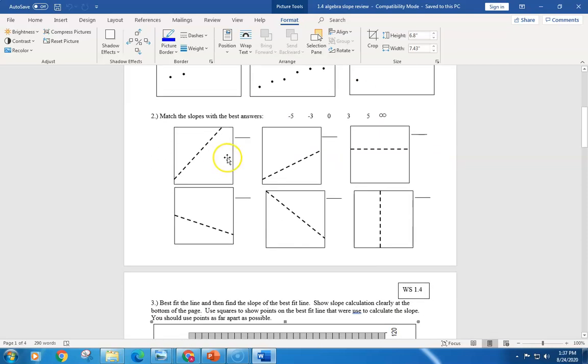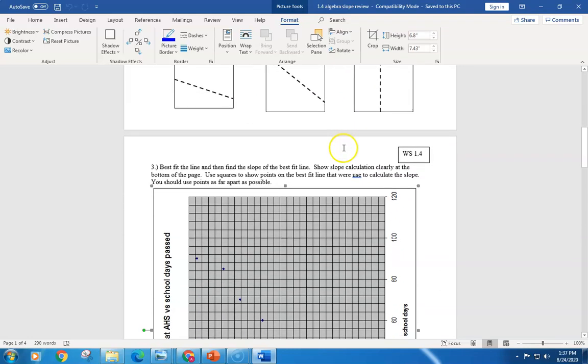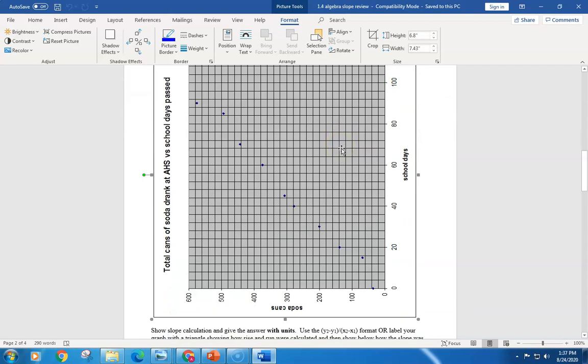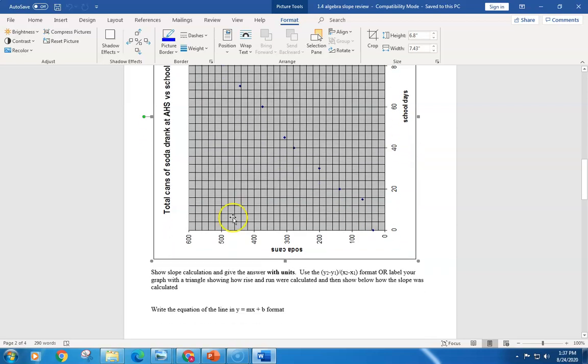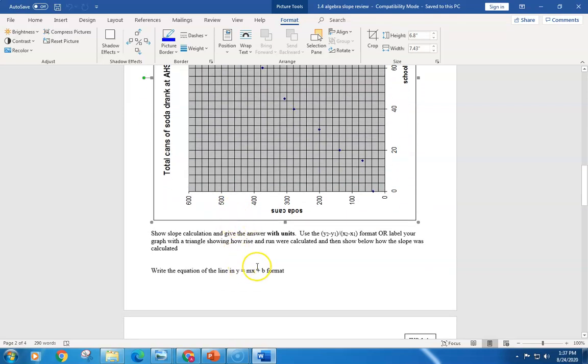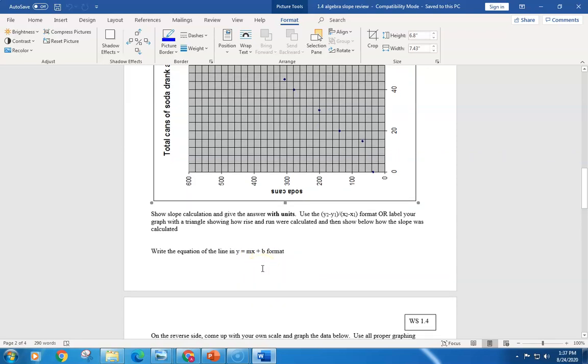Number two, match the slopes. Just write the answers as far as which one goes where. This is also going to be a little tricky unless you print out the worksheet. If you can't print it out for whatever reason, just do the best you can and show me the work for calculating the slope. And write the equation in y equals mx plus b format. So figure out the slope, calculate it, and the y-intercept, just read it off the graph. And you can just stop right there.